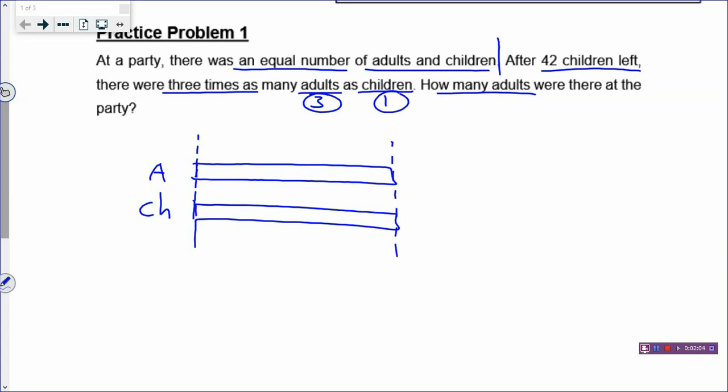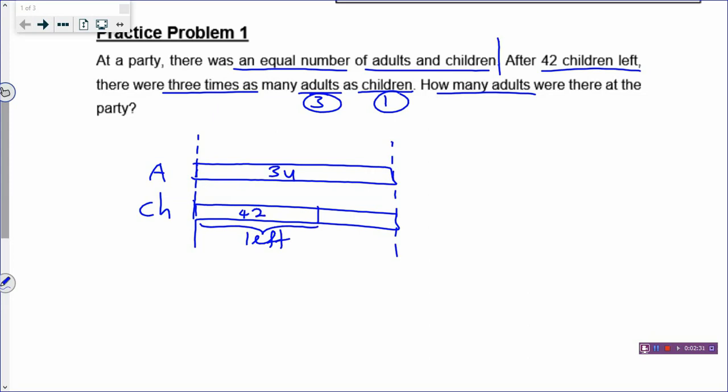After 42 children left, just cut here, and this is the 42 children who left. And then what happens? There were 3 times as many adults as children. The adults did not leave, so the adults still remain. So there will be 3 times, or 3 boxes, 3 units. You can either count the 3 boxes or you can just put 3 units inside.